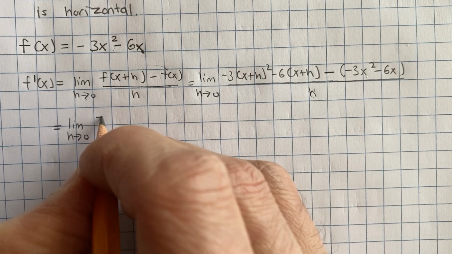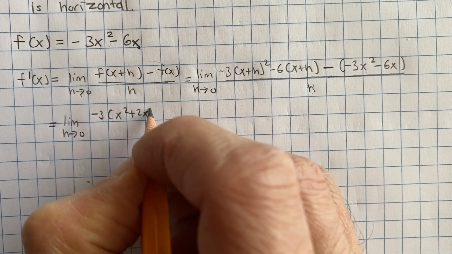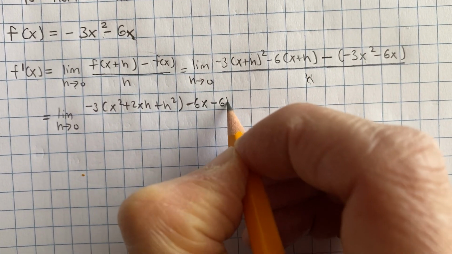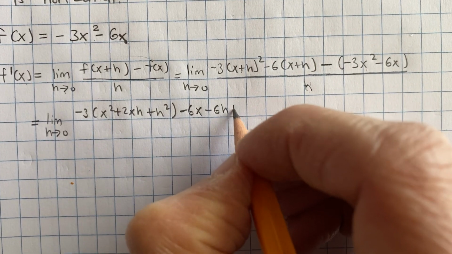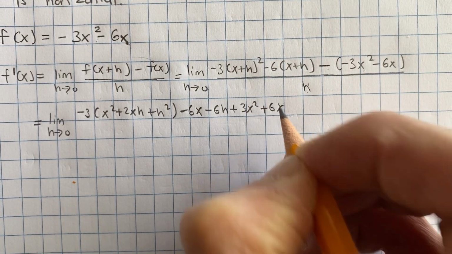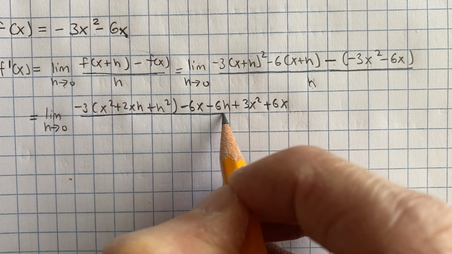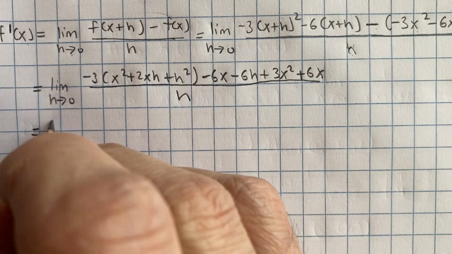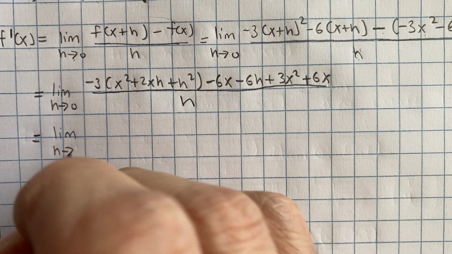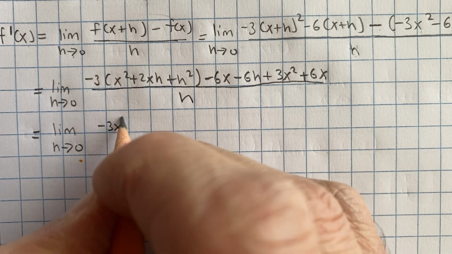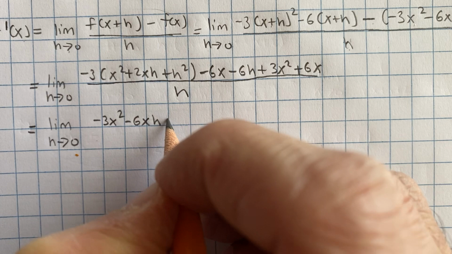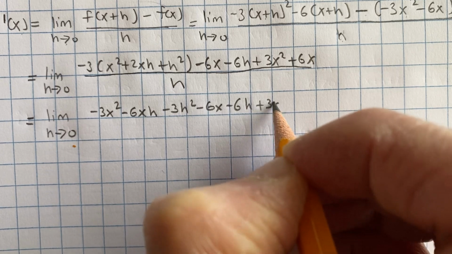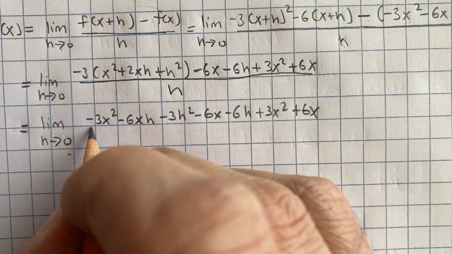So if I FOIL this, I'm going to get x squared plus 2xh plus h squared minus 6x minus 6h. Distribute your negative sign. You're going to get positive 3x squared, positive 6x, all over h. Okay, and then keep going, right? Distribute your negative 3. Negative 3x squared, negative 6xh, negative 3h squared, minus 6x, minus 6h, plus 3x squared, plus 6x, all over h.